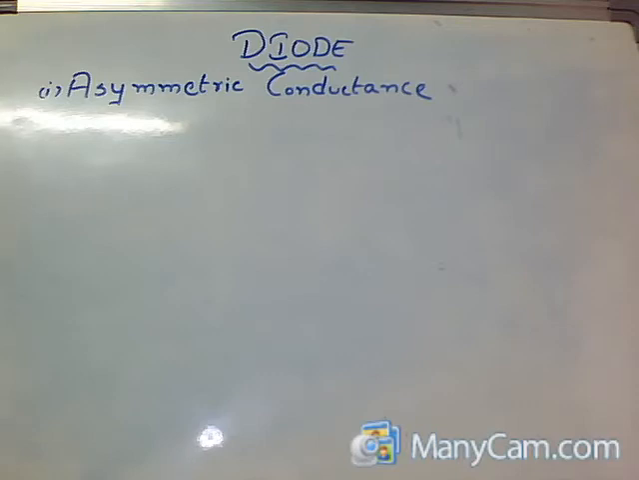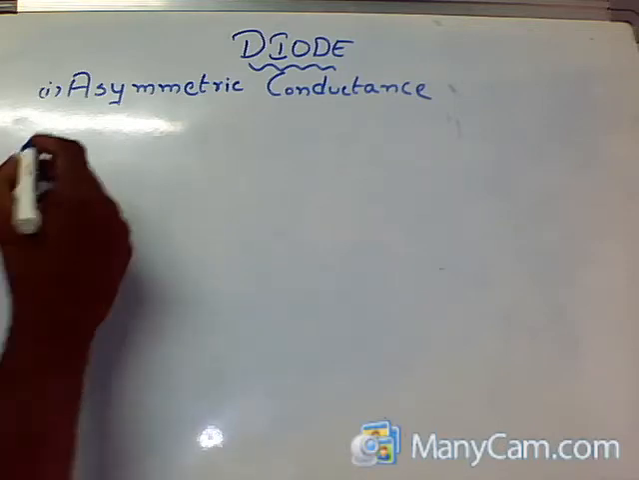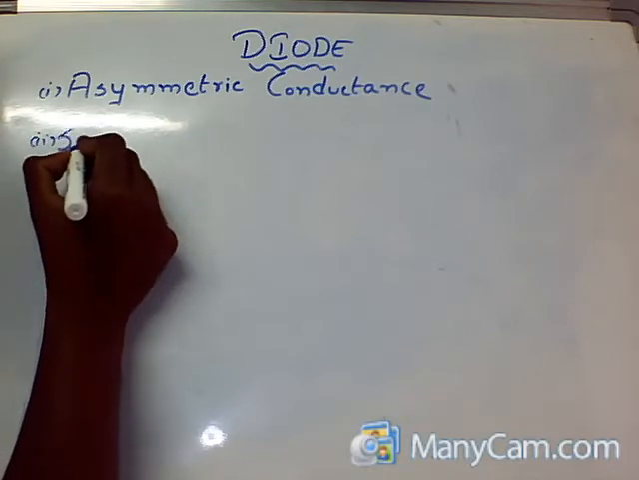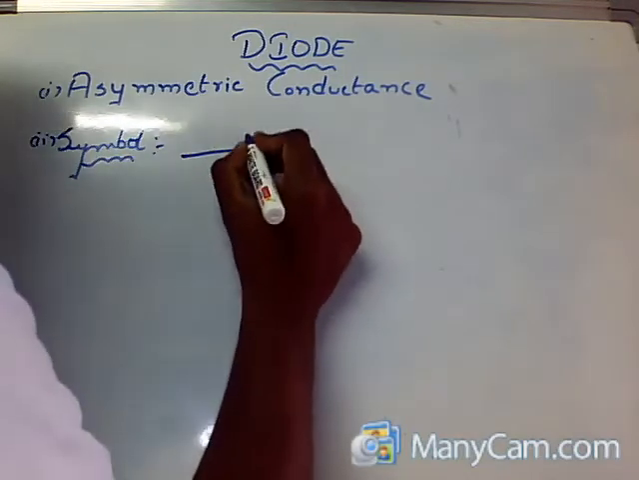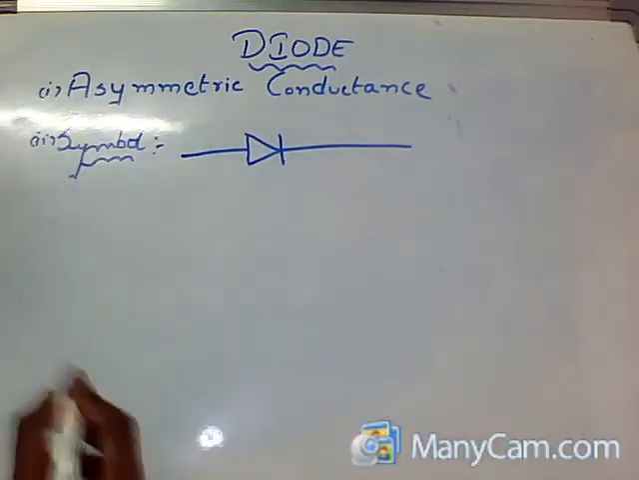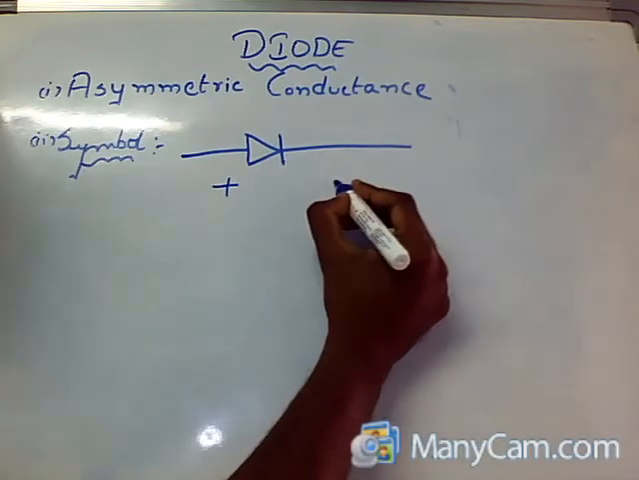What does that mean? Asymmetric conductance means this device allows passes of current through it only in one direction, and at the same time it opposes the passes of current through it in the other direction. This is how the diode works. So let us thoroughly examine the diode characteristics and the symbol of it. This is the positive terminal and this is the negative terminal.